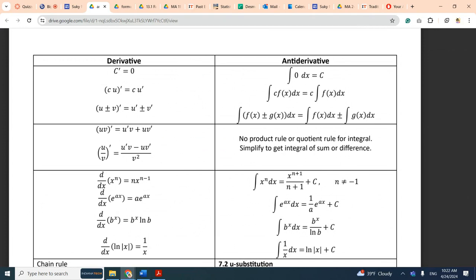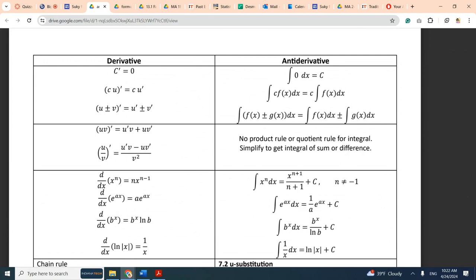The derivative of a constant is 0. So the integral of 0 is a constant. For the derivative of a constant multiple, we can put the constant in front. For the antiderivative, we can put the constant in front, right? And here, the derivative of a sum or difference is the sum or difference of the derivatives. The integral of a sum or difference is the sum or difference of the integrals. Do you still remember that?